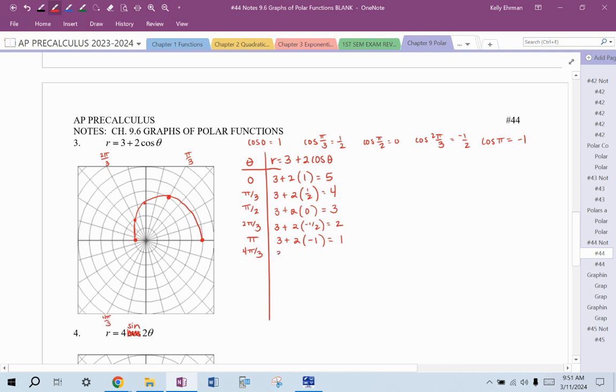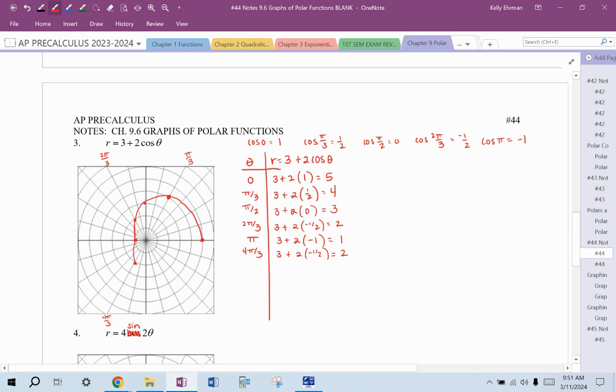If we plug that in, we get 3 plus 2 times negative 1/2, right? Because cosine of 4 pi over 3 is negative. So this is like 3 minus 1, which is 2. So notice there's a little bit of symmetry going on here. I'm facing 4 pi over 3 and I'm walking forward 2. So see how this is the same thing we had so far.